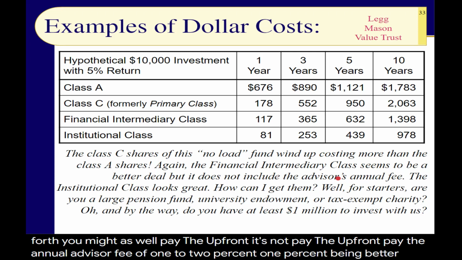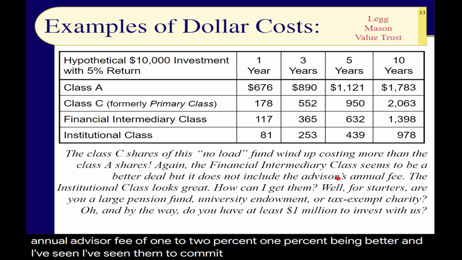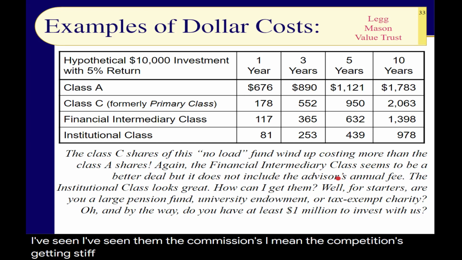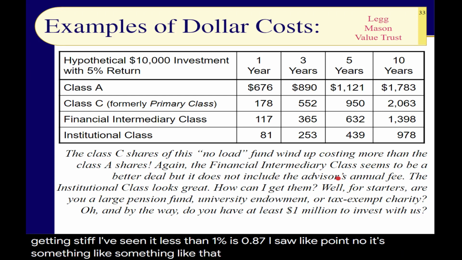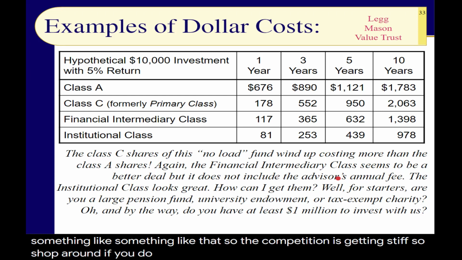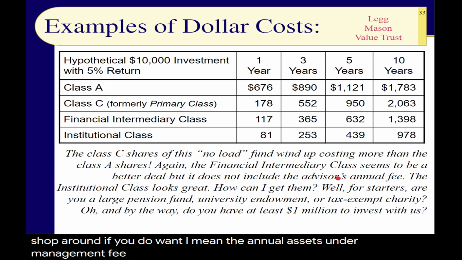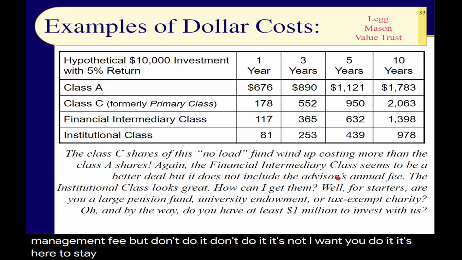1% being better. And I've seen the commissions, the competition is getting stiff. I've seen it less than 1% now. I saw 0.87, something like that. So the competition is getting stiff. So shop around if you do want to pay the annual operating expense, the annual assets under management fee. But don't do it. Don't do it. You do it. It's your money.